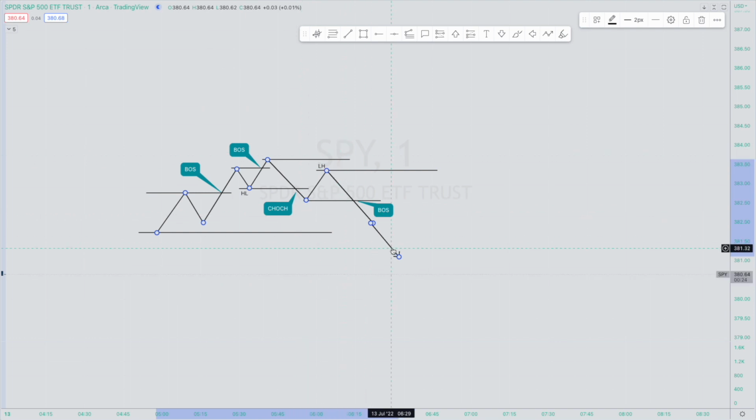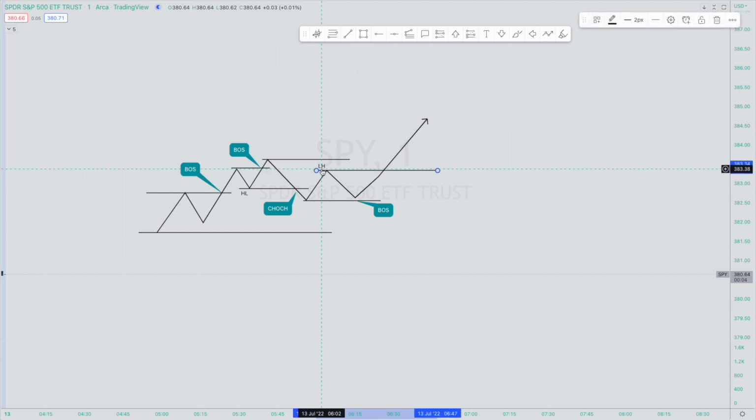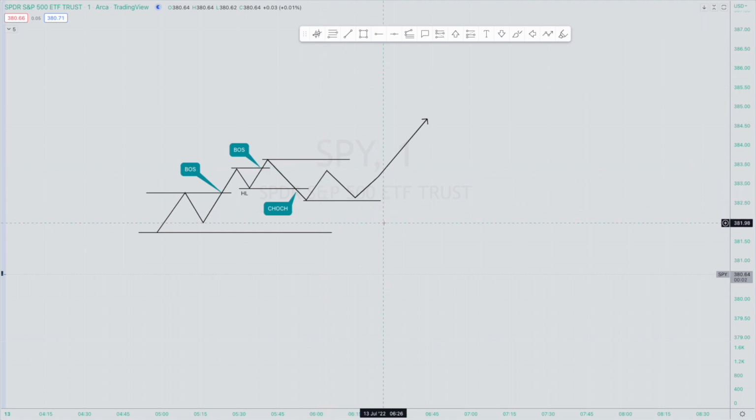So what you can see is have a change of character and then not a break of structure. So you can get this right here. So this is also a valid structure, right? You have a change of character pullback. This structure isn't made because you never had a break of structure. Double bottom, and then you continue the trend. And this is accumulation pullback, right?